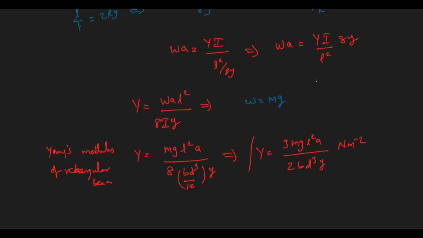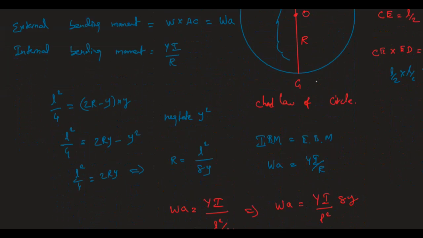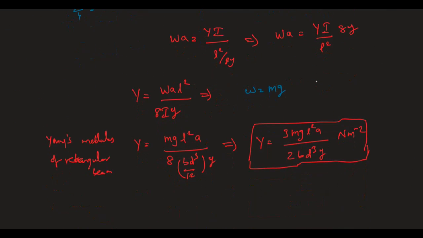So this way we have arrived at the Young's modulus by two different methods. One is uniform bending and the other is non-uniform bending, the Young's modulus formula. So if you vary the approach, if you apply the loads at different points, then we will get different formulas.